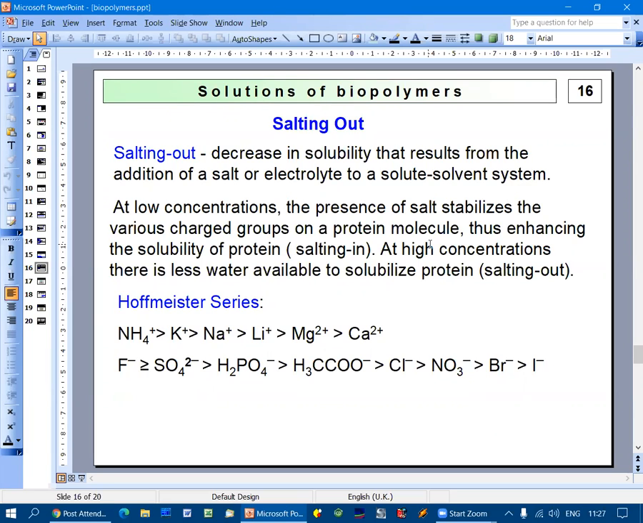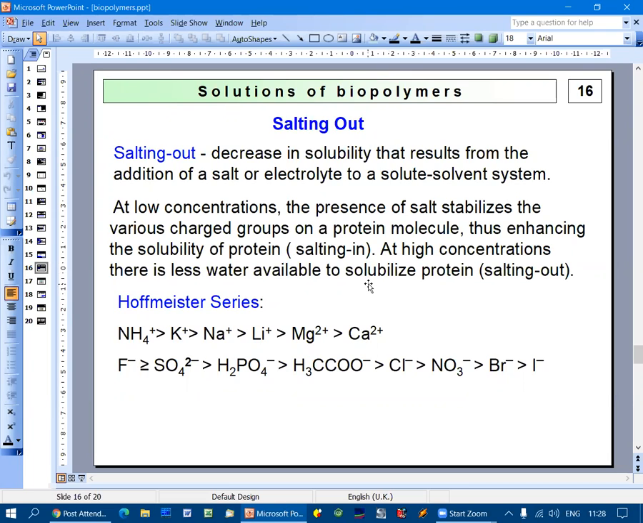Then, salting out is the formation of a precipitate after the addition of some amount of salt. That's why it is called salting out. A very small amount of a salt can even stabilize the solution of a protein. It is called salting in.